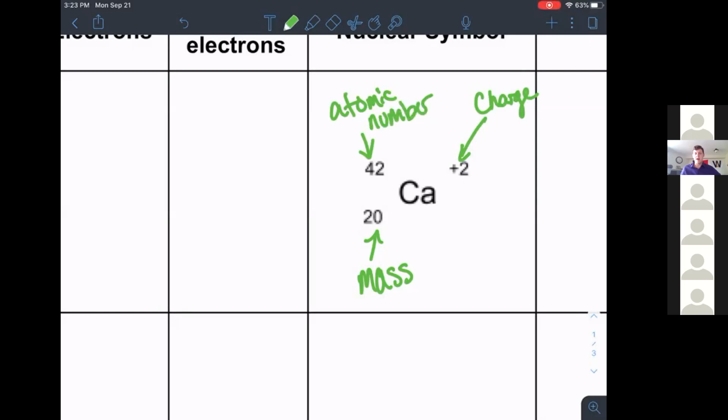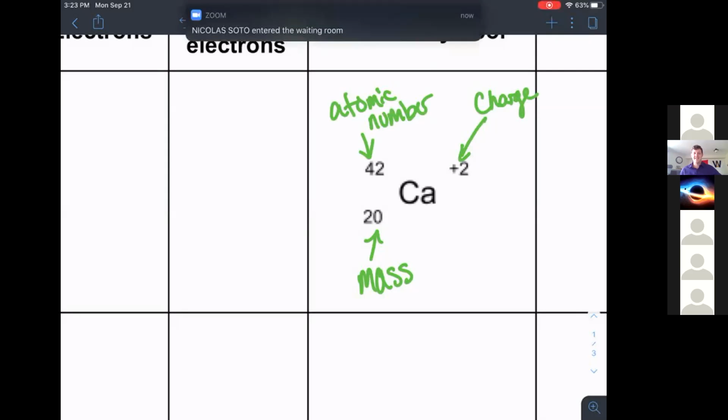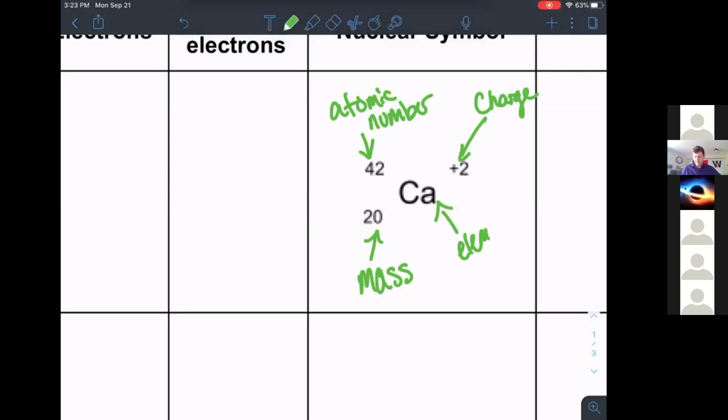And there's one other thing we're going to learn from our nuclear symbol. And what's that going to be? That is calcium. We're going to learn about the element. So this is the element symbol. The element symbol is the one other thing that we're going to know. So this will pretty much tell us everything from that table, help us identify everything we need to know about this element.